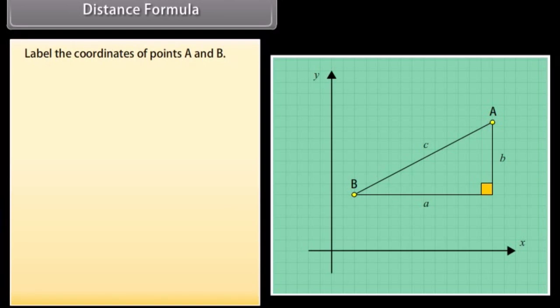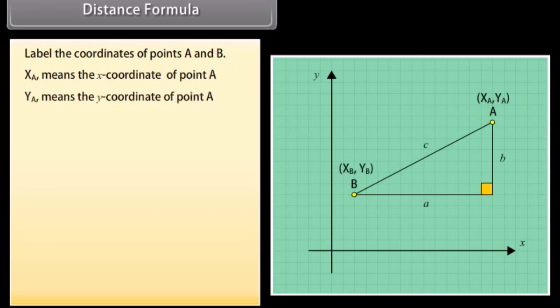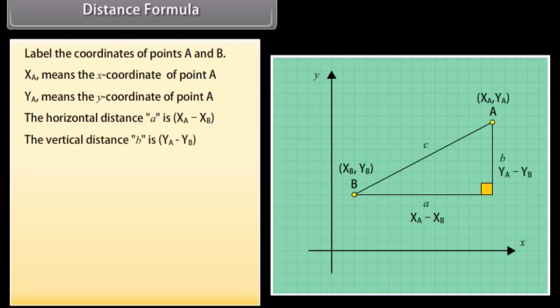Now label the coordinates of points A and B. XA means the x-coordinate of point A. YA means the y-coordinate of point A. The horizontal distance A is XA minus XB. The vertical distance B is YA minus YB. So now we can solve for C, which is the distance between the points.